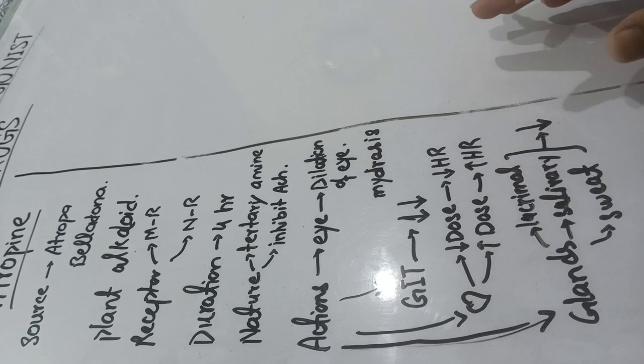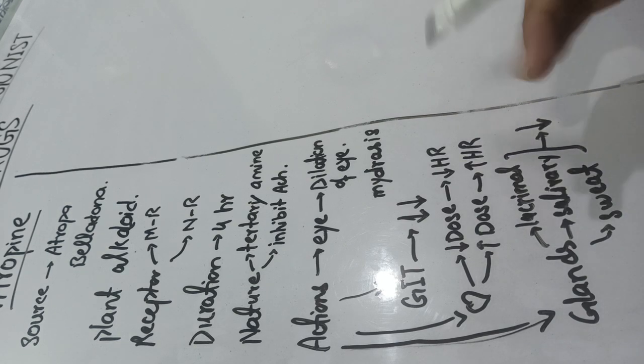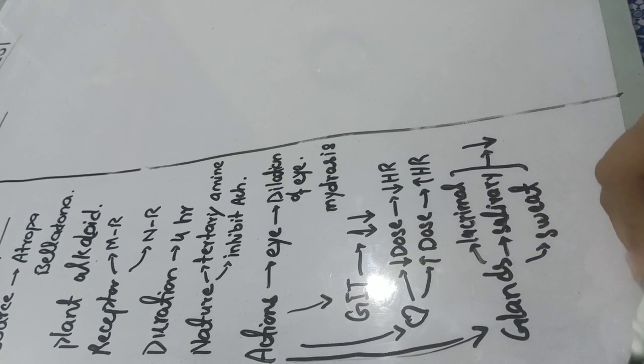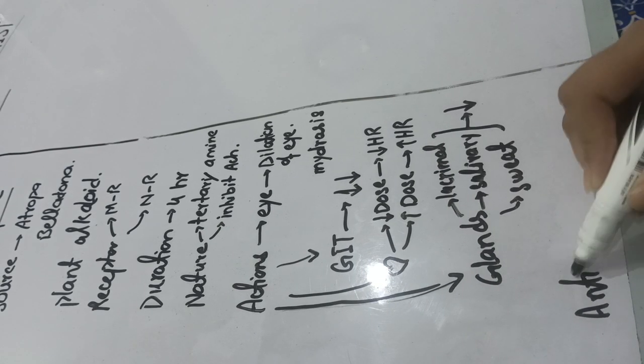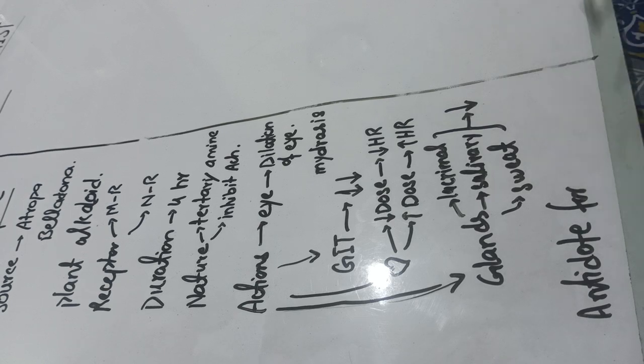Now let's discuss its uses. Atropine also acts as an antidote, specifically as an antidote for cholinergic agonist drugs.